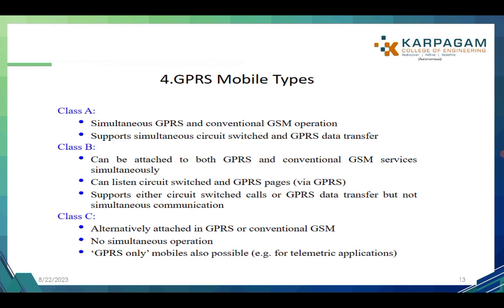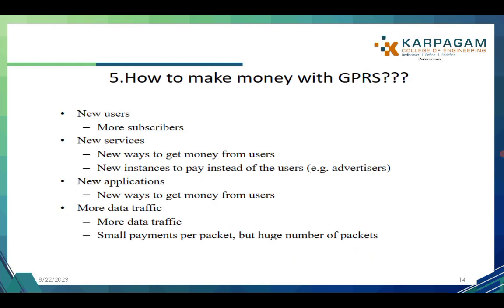For example, telemetric applications. So, how to make money with GPRS? New users means we can get more subscribers. Under new services, we can create new ways to get money from users, for example advertisements. New applications are new ways to get money from users. More data traffic means a small payment per packet but a huge number of packets. So this comes under more data traffic.